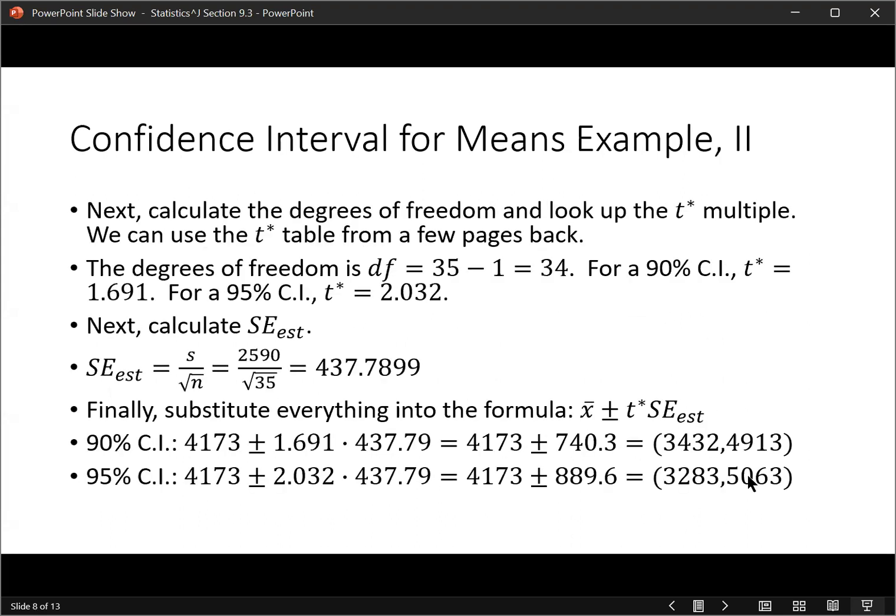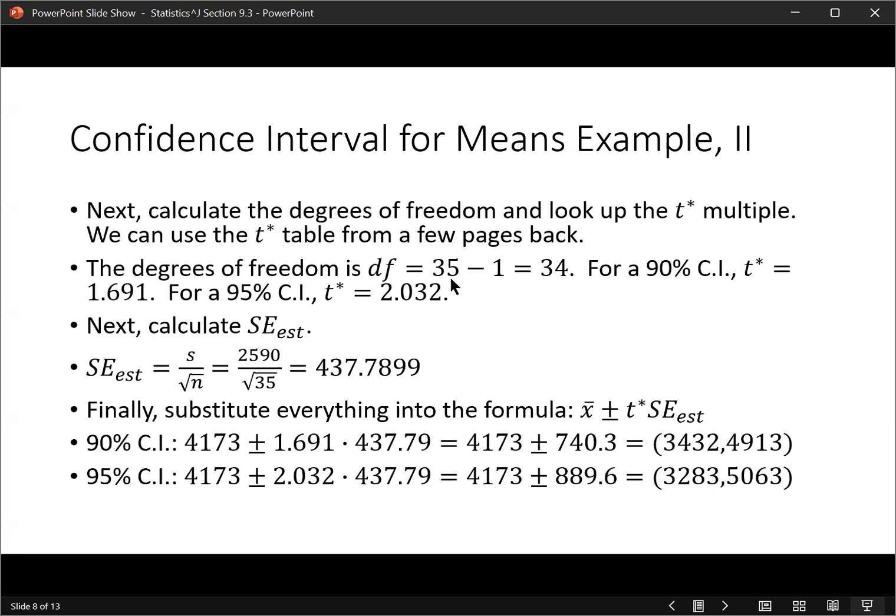Okay. Once you've done that, the next thing we want to do is calculate the degrees of freedom and look up the T star multiple. All right, so that's the thing we're going to do next. So we can use the T star table from a few pages back. First, the degrees of freedom. What is the degrees of freedom?